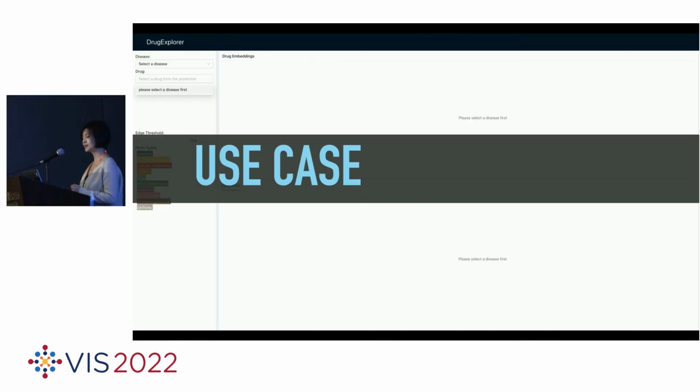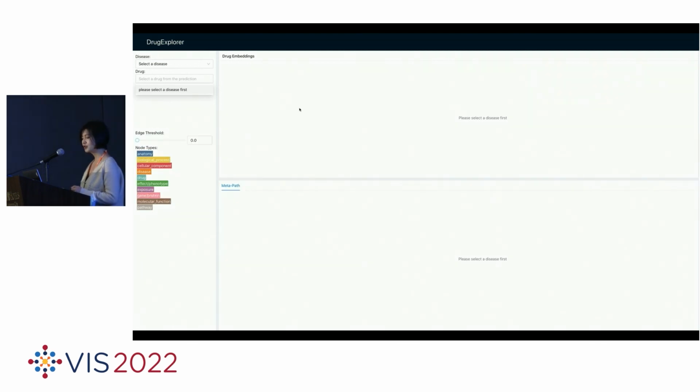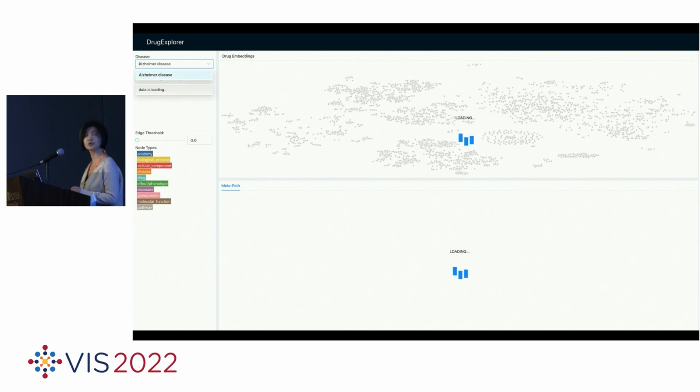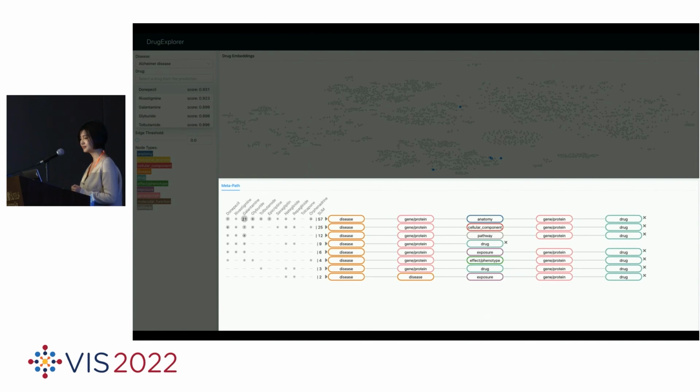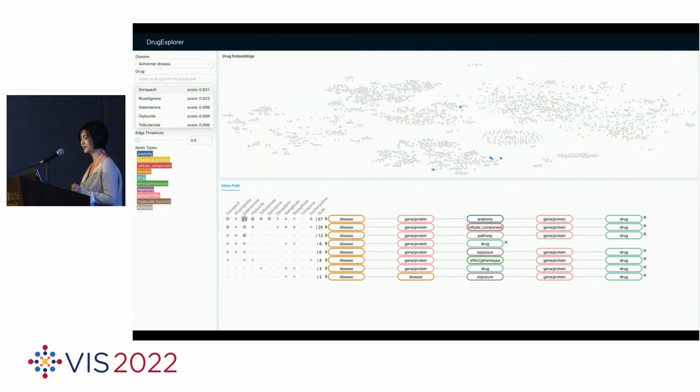Here I present a brief use case of the proposed visualization tool. The user first chooses a disease of interest. Here we choose Alzheimer's disease. The embedding view shows the embedding of all drugs in the knowledge graph and highlights the predicted drugs. The MathPath view provides path-based explanation for all drug predictions.